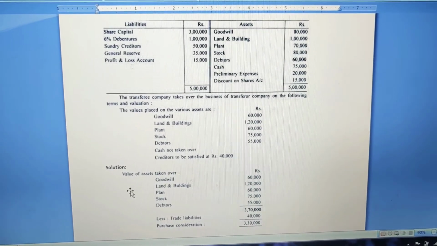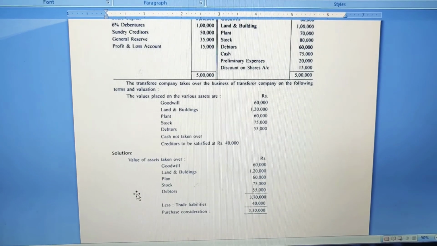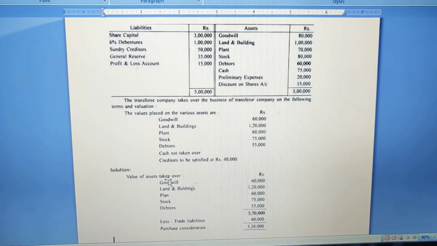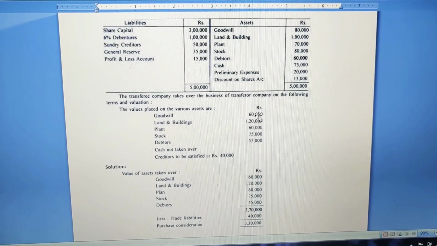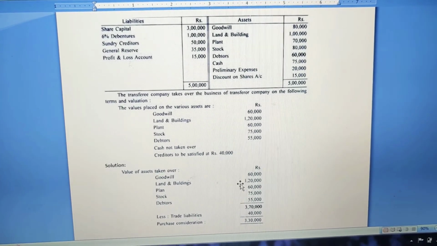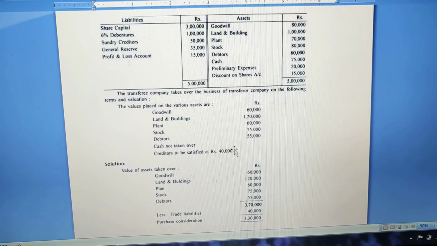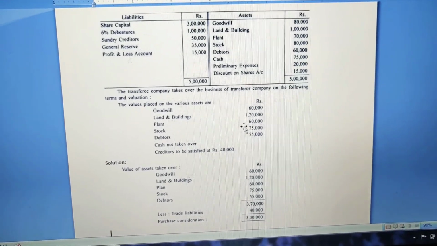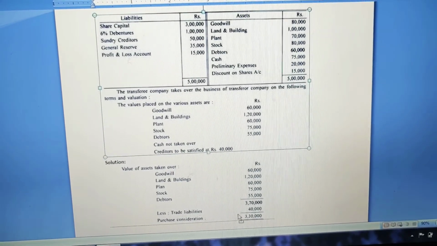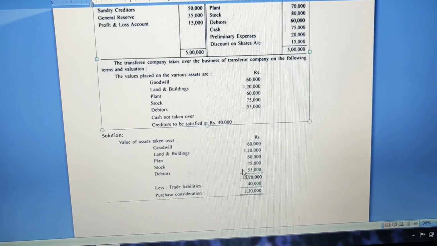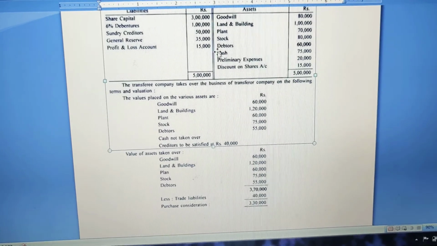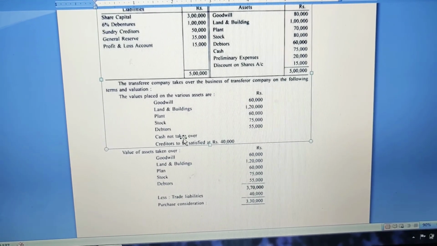Clear? So when we calculate our purchase consideration, see here, he is taking goodwill at rupees 60,000. Land and buildings at 1,20,000, he is taking at 1,20,000. Plant 60,000, plant 60,000. Stock 75,000. Debtors here 55,000 at the agreed value he is taking. So here you will take your debtors at 55,000. Clear? Next, cash is not taken over, so you don't have to include cash in your purchase consideration.